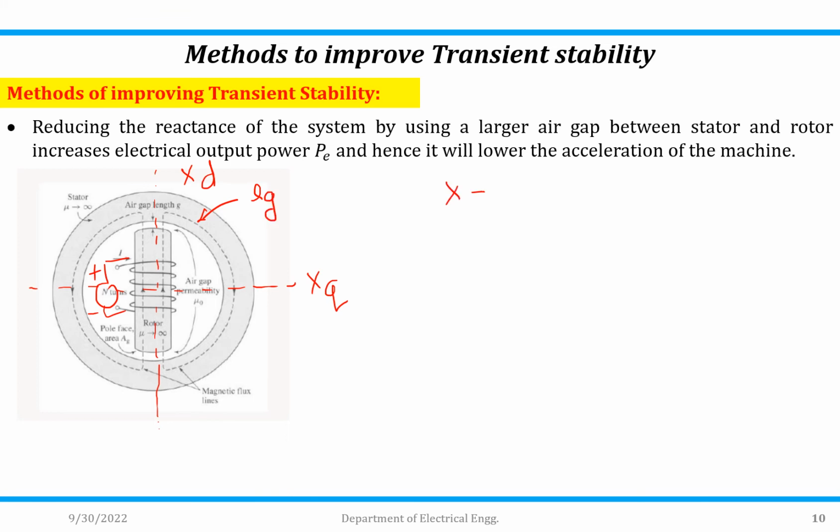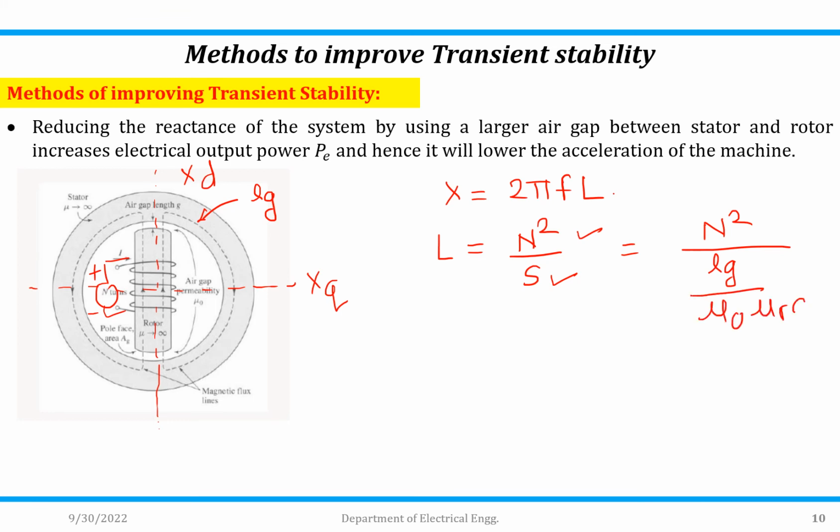So we know X equals 2 pi F L. But there is a formula for L also. L, or you can say the self-inductance of an inductor, is equal to N square divided by S, where N is the number of turns and S is the reluctance of the coil in ampere per Weber. So I can write this as N square. Now for this S also we can write: Lg divided by mu 0 into mu r into A, the area. So how can I write this formula? L will be equal to N square mu 0 mu r A upon Lg.